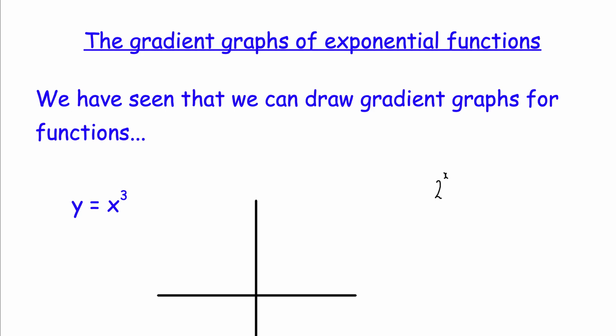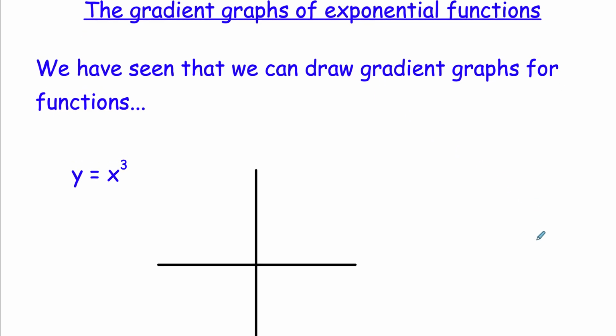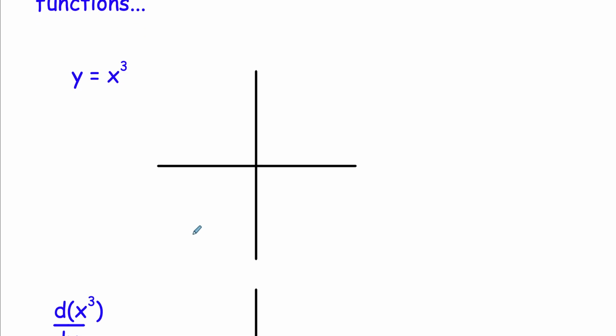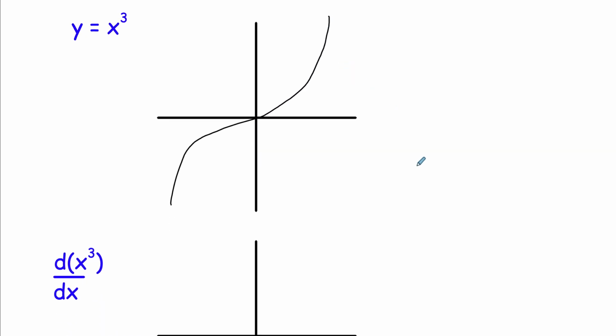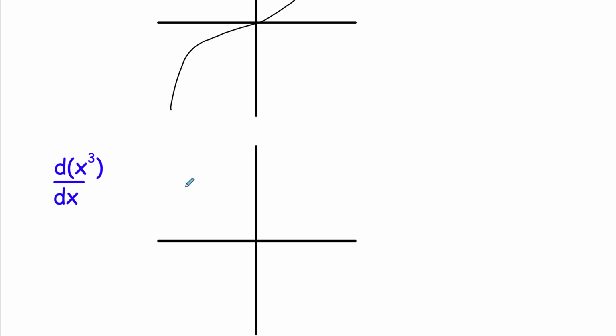And we don't have any idea what their gradient graphs look like, and we don't know how to differentiate them, which is a bit of a problem. We are going to learn today. Earlier in year 12, we learned how to draw the gradient graph of a function. So we went through drawing graphs themselves and then looking at what their gradient graph will look like.